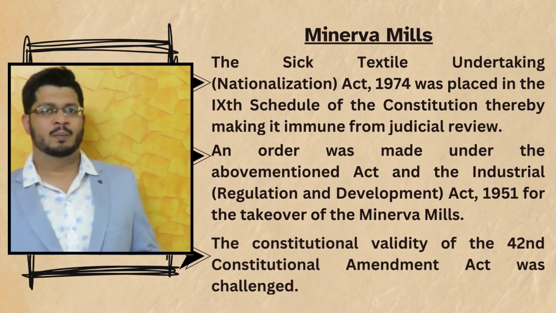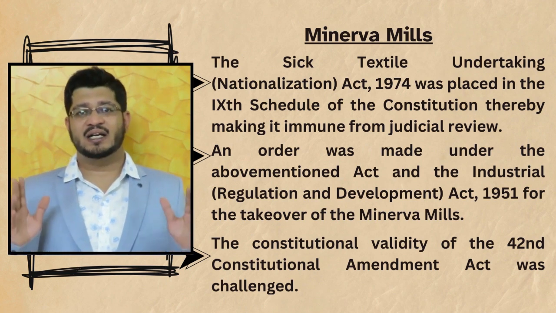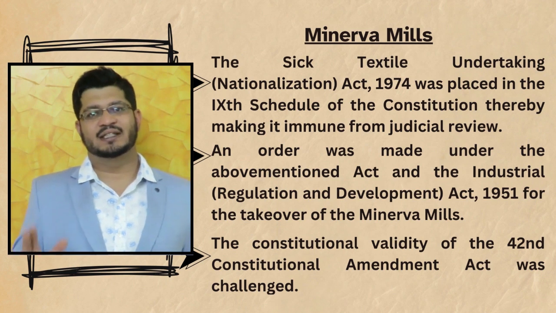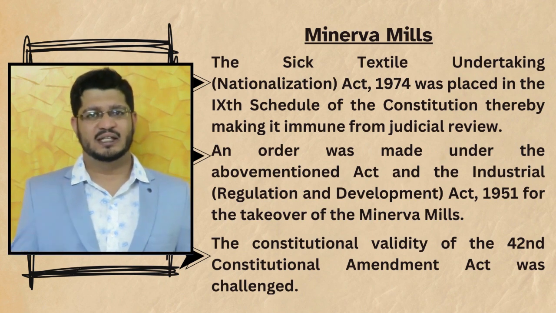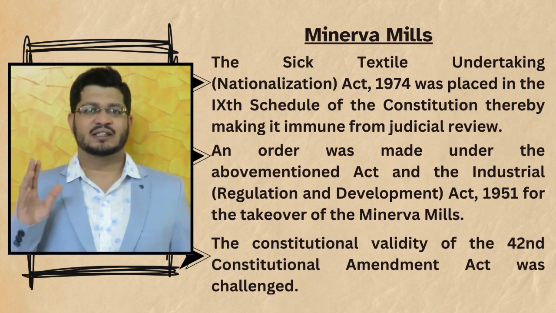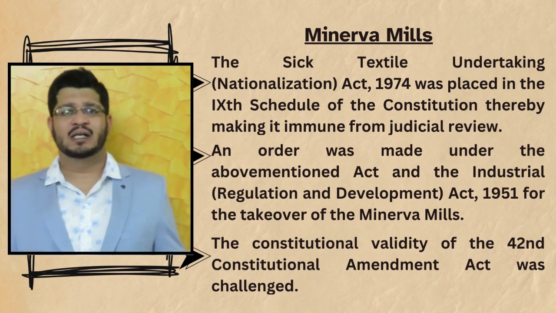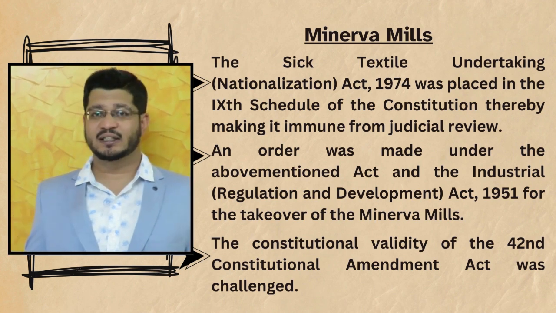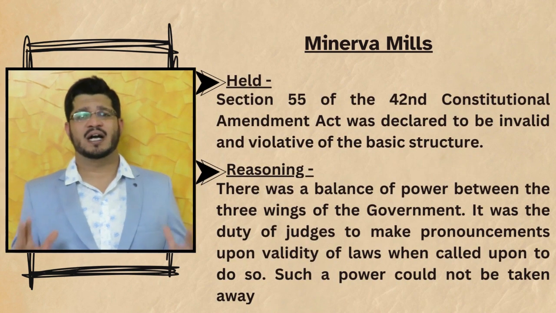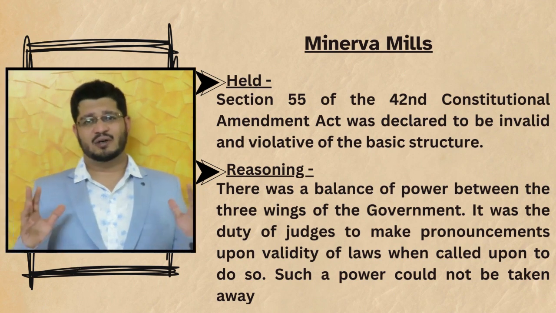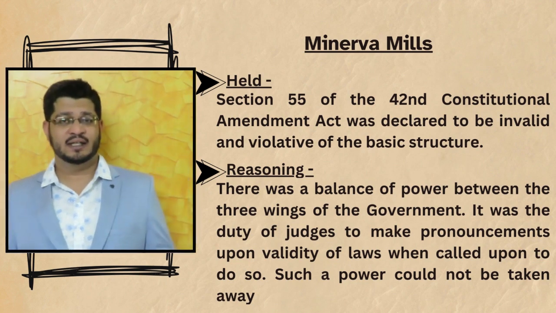The next case which came up before the Honorable Supreme Court was the case of Minerva Mills. The Sick Textile Undertaking Act 1974 was placed in the 9th schedule of the Constitution. An order was made for the takeover of the Minerva Mills under the said Act and also under the Industrial Development and Regulation Act 1951. This order of taking over the mill by the government was challenged through a writ petition before the Honorable Supreme Court. In this case, clause number 4 and 5 of Article 368, which were inserted by the 42nd Constitutional Amendment, were also challenged as being violative of the basic structure of the Indian Constitution.